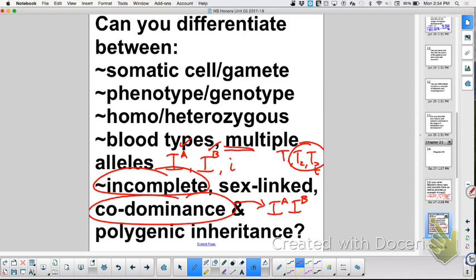Incomplete dominance would be like if you had a red flower crossed with a white flower and their offspring were pink. That means both alleles are expressed somewhat, right? You have a blend. It looks like blending. It's not really, but you get some red and you get some pink.